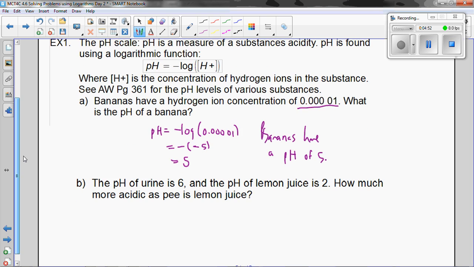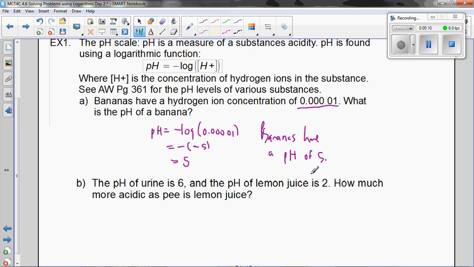The pH of urine is 6, which is pretty close to bananas. I don't know what that says about bananas or urine. But the pH of lemon juice is 2. How much more acidic is lemon juice? So this one's actually more acidic. It's got a lower pH.